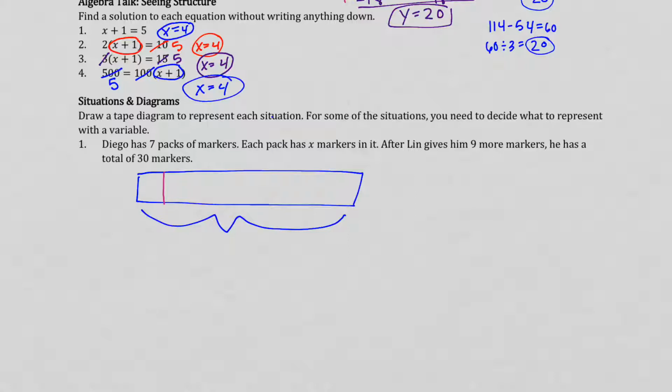Okay, so there's 7 packs of markers. 5, 6, 7. We'll pretend like those are all the same. And they all have X's in them. And Lynn gave him 9 extra. Not in each pack though, just 9 extra. So it gets its own box. And it should equal a total of 30. So your picture should look something like this. Okay, and then we'll come back to this in just a minute.